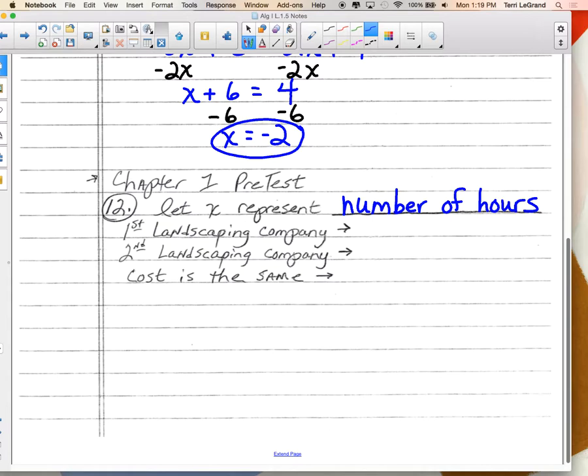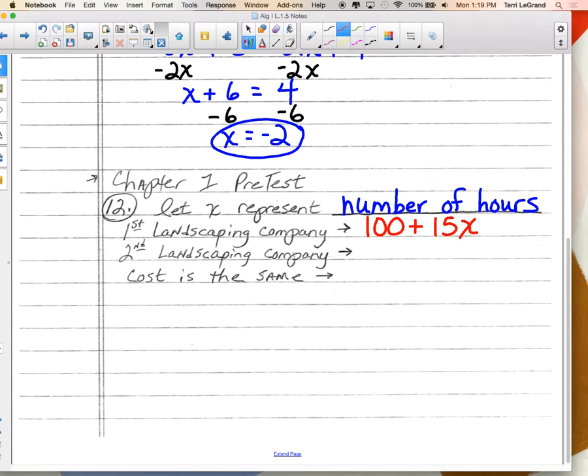So it would be good to know how we could represent the total cost, based on the number of hours x, for the first landscaping company. 100 plus 15x. There's a $100 one-time fee, plus you pay $15 for every hour. Correct? This is a good algebraic expression to represent the cost for the first landscaping company.